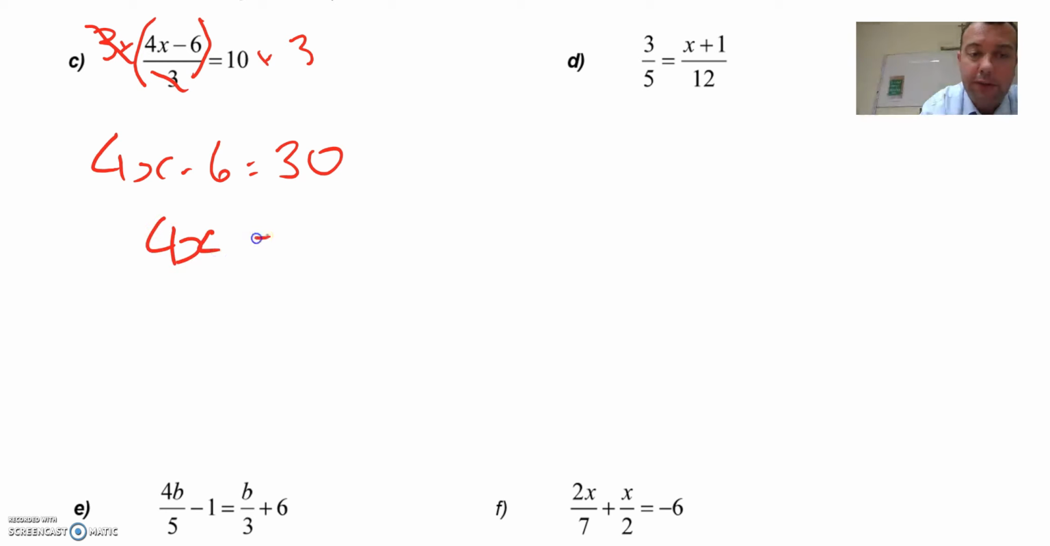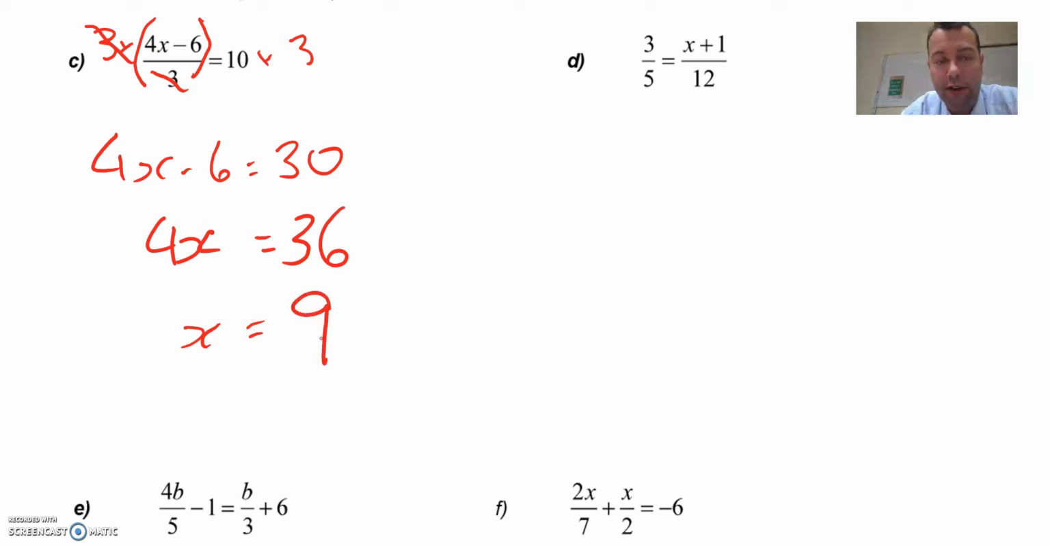So 4x minus 6 equals 30. We're adding 6 to both sides, which gets rid of that term, and 30 plus 6 equals 36. So 4x equals 36, and I could say x equals 36 over 4, but hey, come on, we're big people. x equals 9, because 36 divided by 4 equals 9. So check if that's right: 4 lots of 9 equals 36, minus 6 is 30, divided by 3 equals 10. All good. First one done.